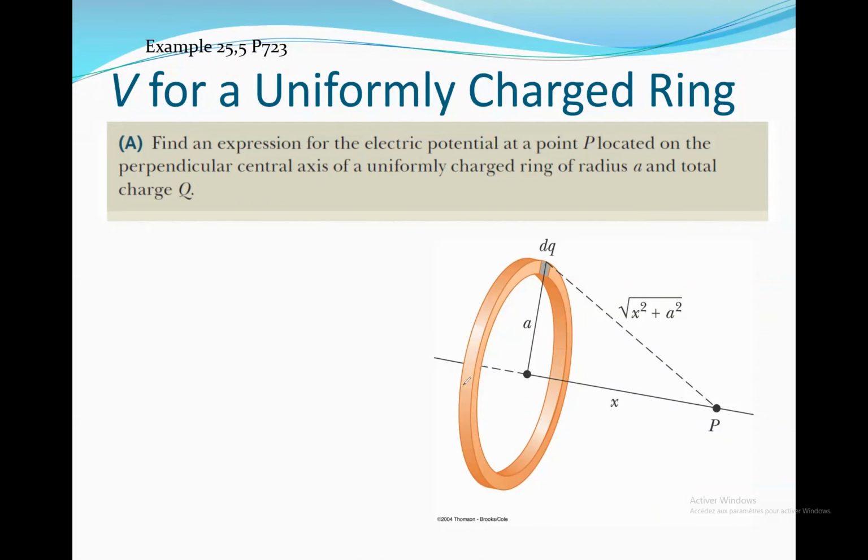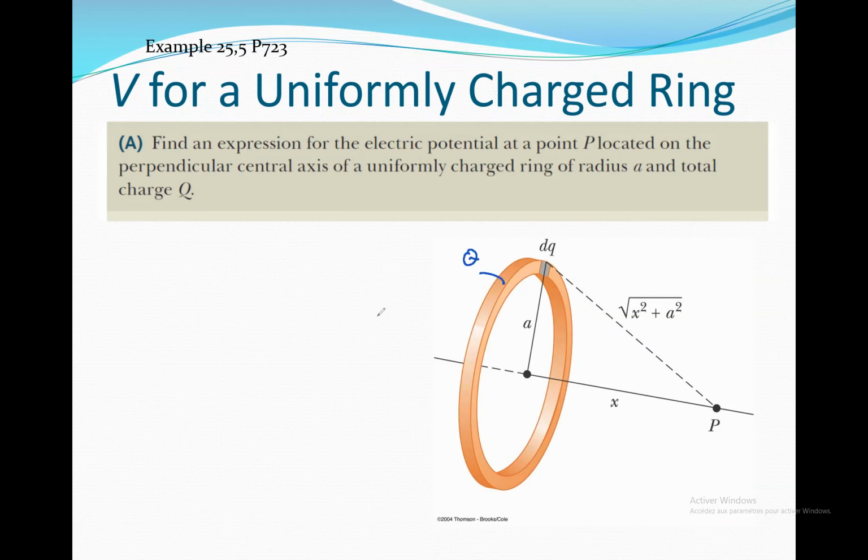Find an expression for the electric potential at the point P. P is located on the central axis of a uniform charged ring of radius A and total charge Q.